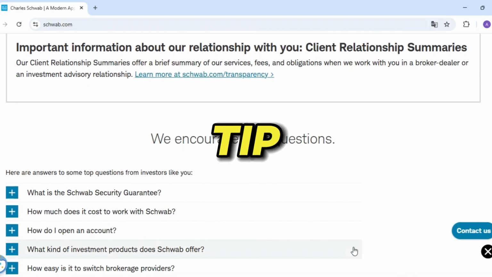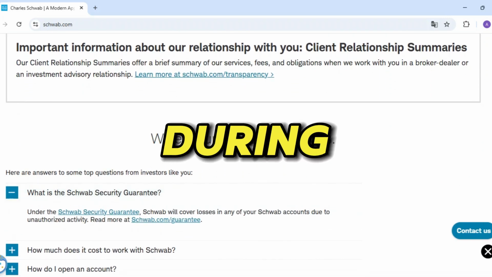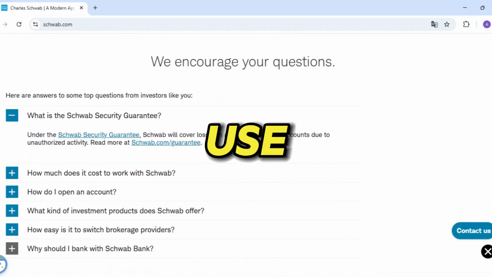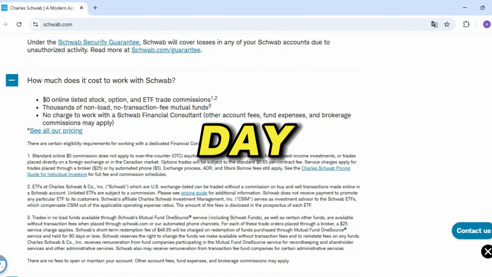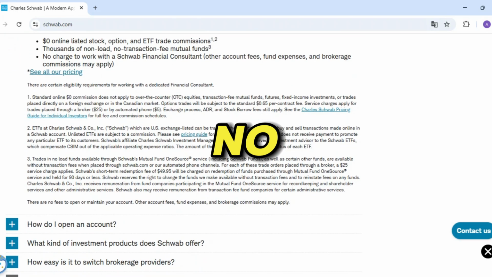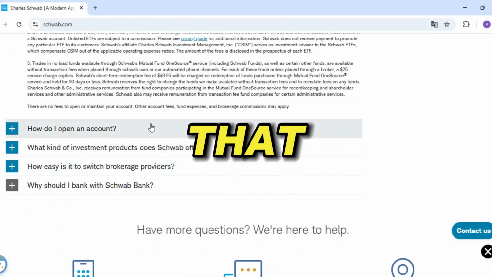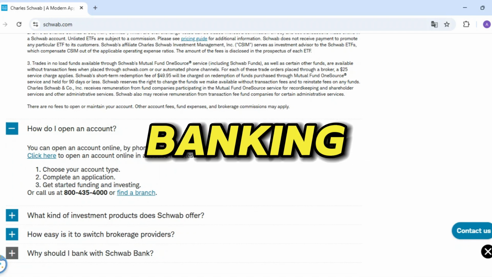My crucial pro tip? Apply for checking account features during setup. Even if you don't plan to use it immediately, getting the Schwab Bank Investor Checking attached to your brokerage account from day one gives you premium banking benefits with no fees or minimums. Just like that, you've unlocked a world of investing and banking tools.